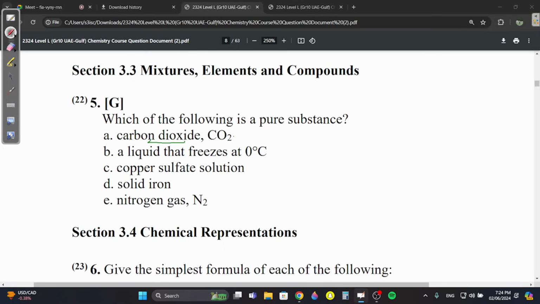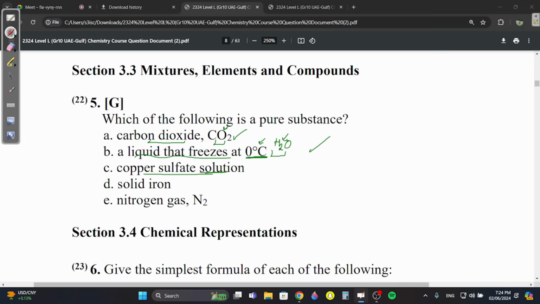So carbon dioxide, CO2, is obviously a compound. It's pure. It's only carbon dioxide. A liquid that freezes at 0 degrees Celsius is water, right? H2O. Since it's freezing at exactly 0 degrees Celsius, that means it's pure water. But seawater isn't pure because it's made out of water and some salts. It freezes at a lower temperature, I think -5 degrees Celsius. Since it freezes at -5 degrees Celsius, it's not pure. It's water plus some salts. But if they tell you it freezes at 0 degrees Celsius, that means it's pure H2O.